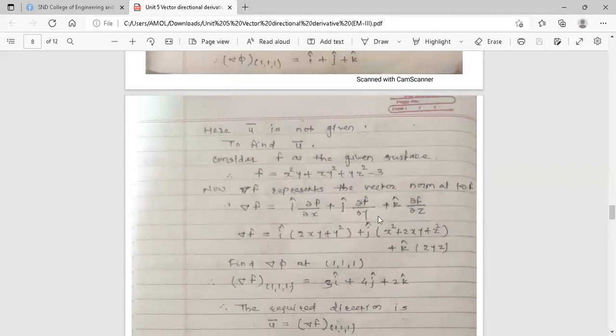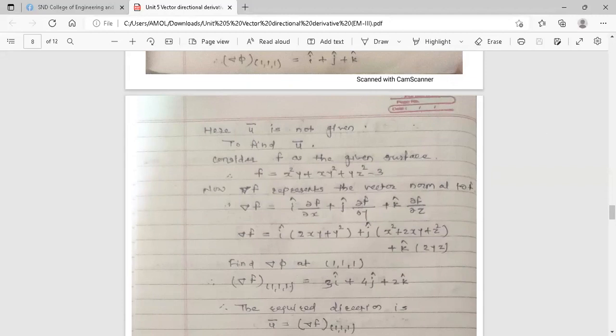Gradient of f is equal to del f by del x. Now differentiate f with respect to x, and you find the derivative, it is 2xy plus y square, plus j cap into del f by del y. Differentiate this function f with respect to y. The derivative is x square plus 2xy plus z square, plus k cap into derivative of f with respect to z. You differentiate this function f with respect to z, then you will get the derivative. It is 2yz.